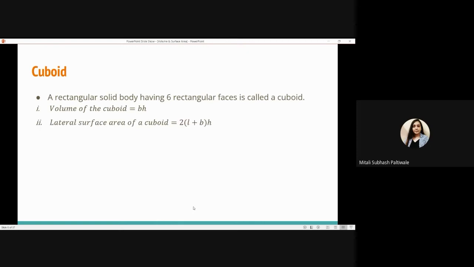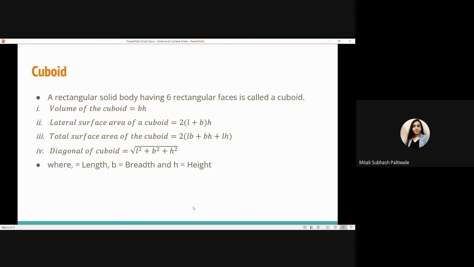Now, lateral surface area of a cuboid will be equal to 2 into (L plus B) into H, that is 2 into length plus breadth, into height. Now, the total surface area of a cuboid will be 2 into (LB plus BH plus LH), that is length into breadth, breadth into height, and height into length. Now, the diagonal of that cuboid will be equal to root of L square plus B square plus H square, wherein L is length, B is breadth, and H is height.